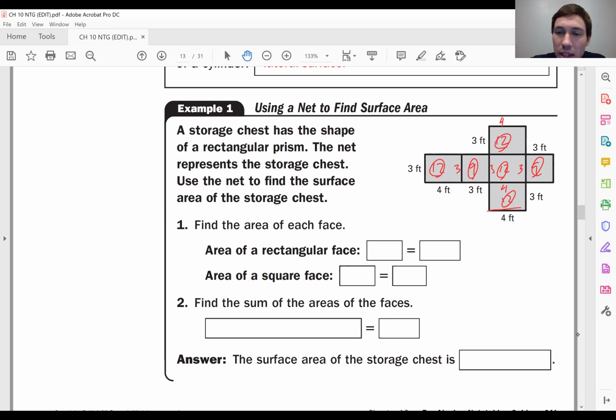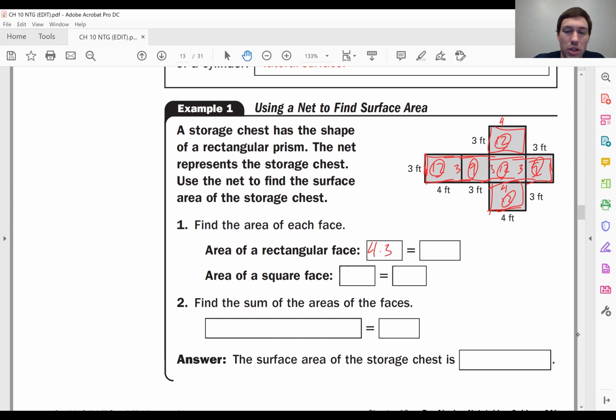Or I could also think of this as I add this whole rectangle plus this one and this one. I don't know, there's a lot of different ways of doing it. However you want to think of it, whatever makes sense for you. So yeah, area of a rectangular face.